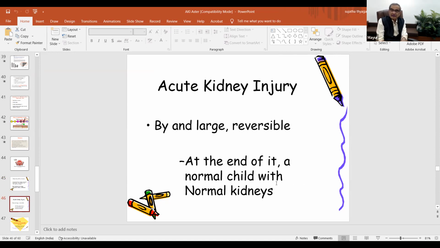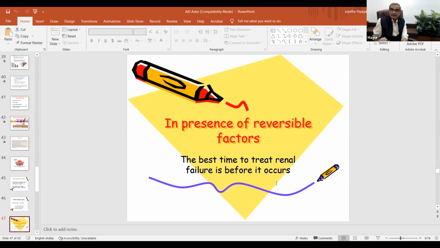So acute kidney injury is by and large reversible, although, as we said earlier, about 15-20% may develop some chronic disease. But our dream when we manage such patients with acute kidney injury is that at the end of it, we want a normal child with normal kidneys. That is our aim. So in the presence of reversible factors, the best time to treat renal failure is before it occurs. So looking at reversible factors and taking preventive steps is so important.